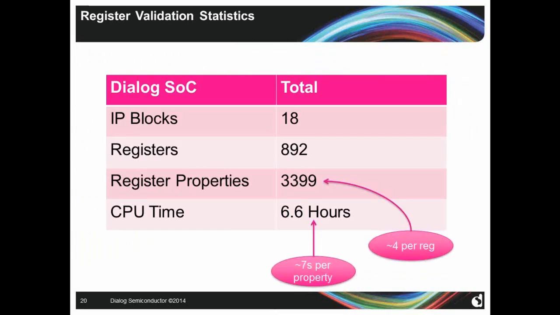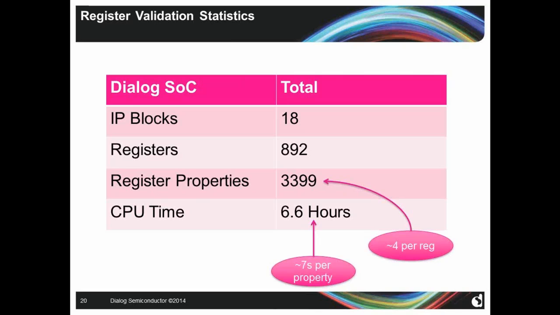So the statistics we found on our last chip that we used this flow on, which was taped out last week, that's the statistics. 890 registers. That just happened to be the number of properties that the tool generated for those registers, about 3,400.